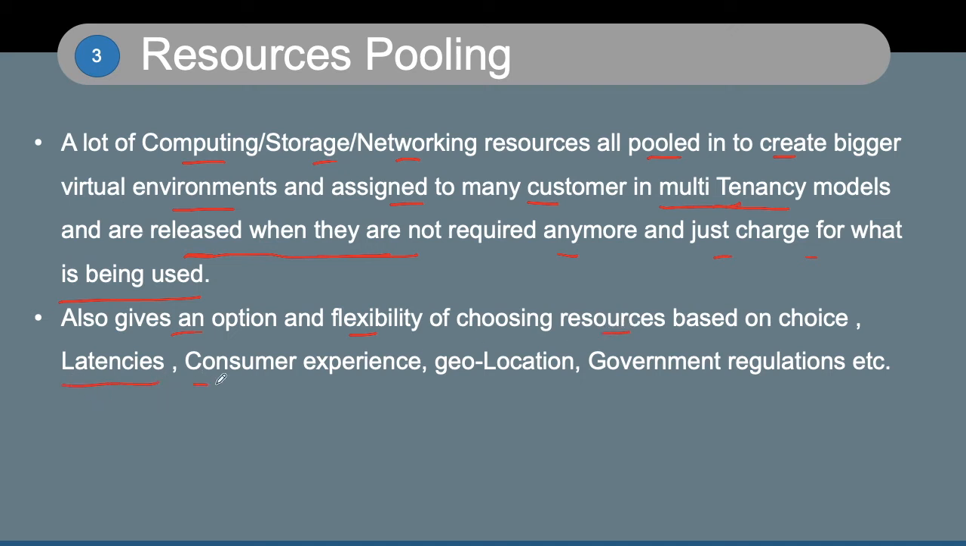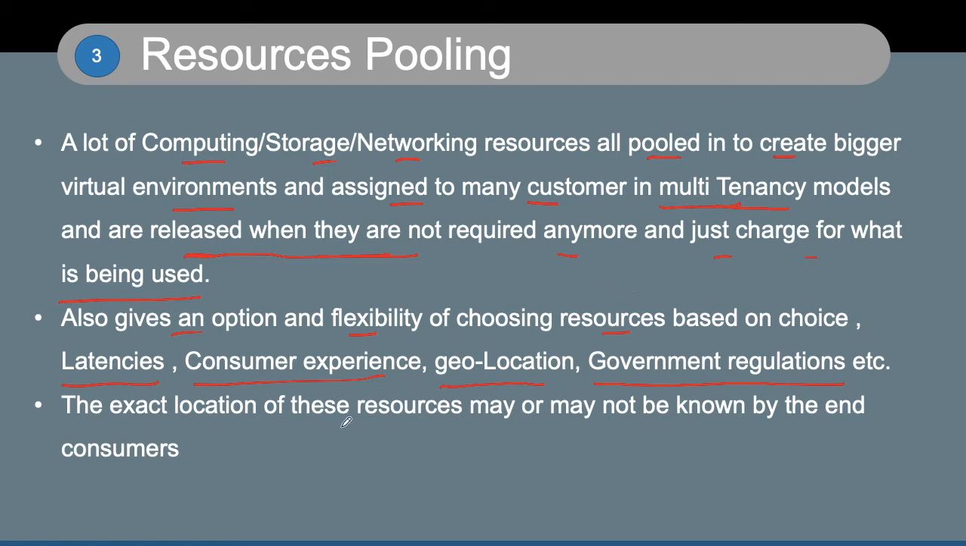It also gives an option and flexibility of choosing resources based on the latencies, based on the consumer experience, the geolocation, and also based on government regulation. If government regulation wants to have your resources in a given geographical area, it also gives you flexibility to have your data only in a certain geographic location. The exact location of these resources may or may not be known by the end consumer.